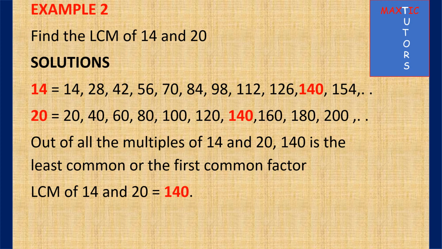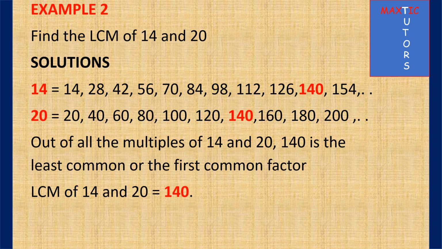On the last slide, we are looking at the LCM of 14 and 20. So write out the multiples of 14. Multiples means tables, the multiplication table. 14 times 1, times 2, times 3, times 4. So we are looking at table 14. That means 14 times 1 is 14, times 2 is 28, times 3 is 42, and so on. Then for table 20, you have 20 times 1, times 2, times 3, times 4, and so on.